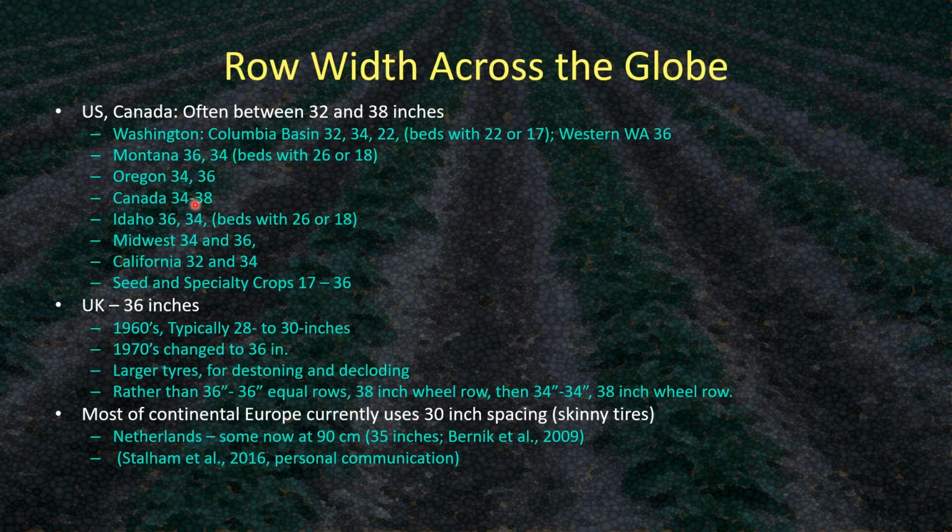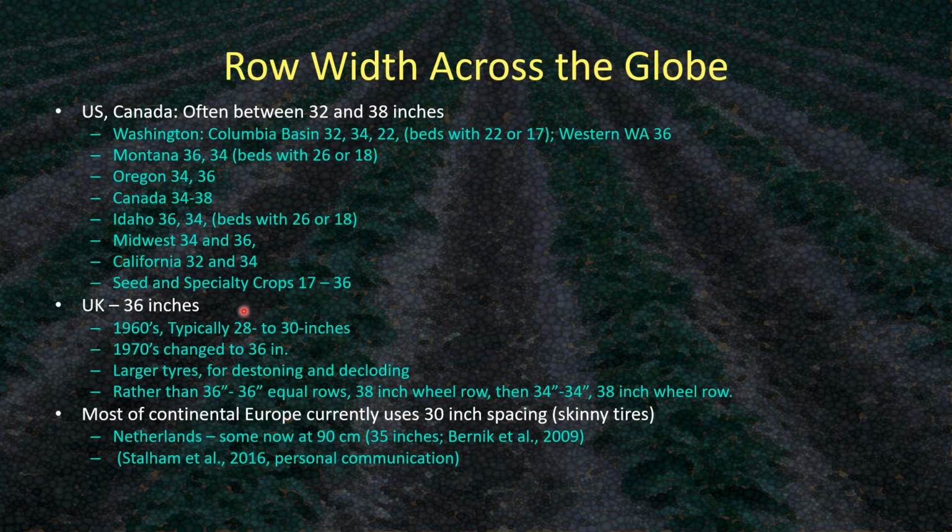But Canada, there's some that are 38. I would think this would mostly be dry land. But if you're irrigating and you're on 38-inch rows, I would think you could probably do better by going a little bit narrower, 36 or 34. But again, it'd be nice to have research in your area to determine that this is indeed true.